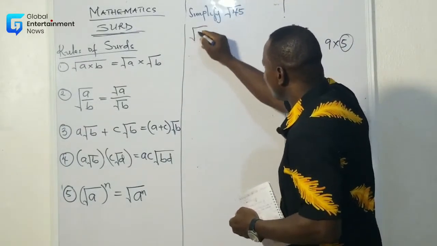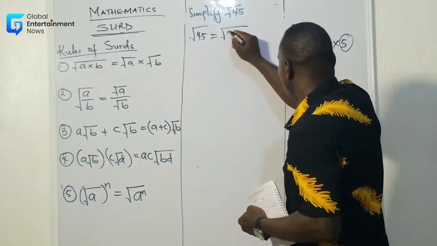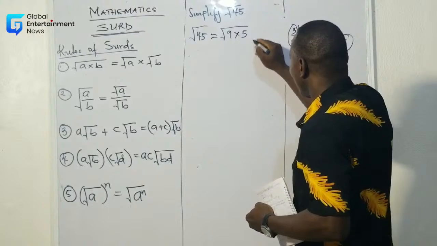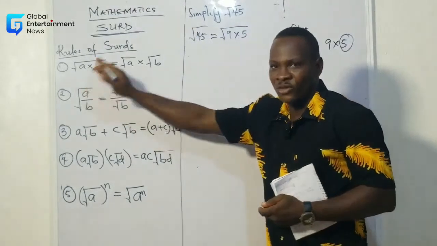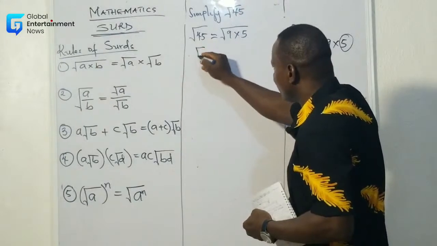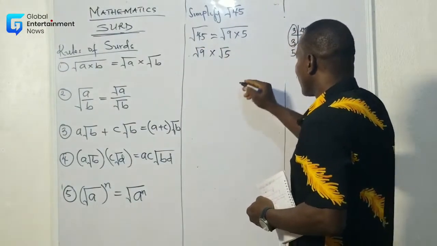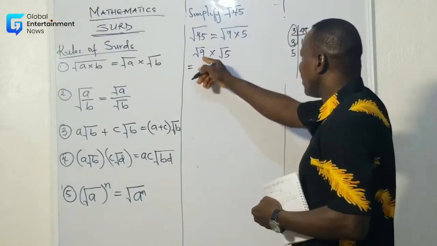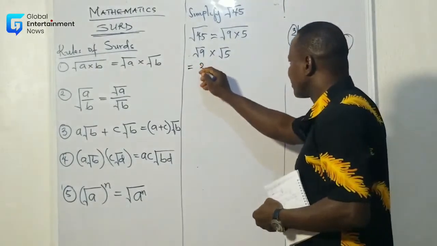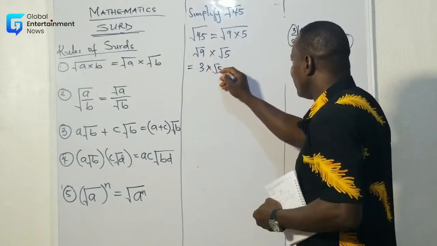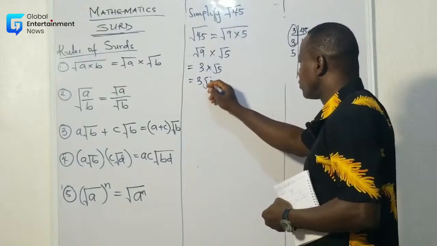That means breaking this 45 down is going to give us root of 45 is equal to root 9 times 5. And what is root 9 times 5? According to the first rule, it is the same thing as root 9 times root 5. And looking at this now, what is root 9? Root 9 is 3. That is 3 times root 5. And what is 3 times root 5? It's going to give us 3 root 5.